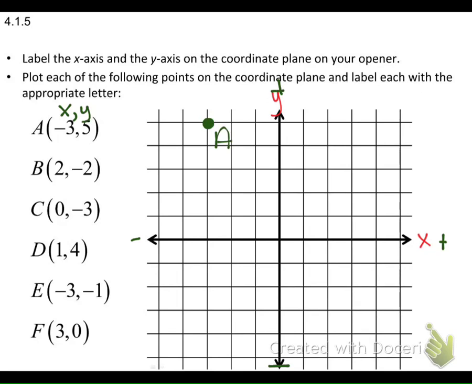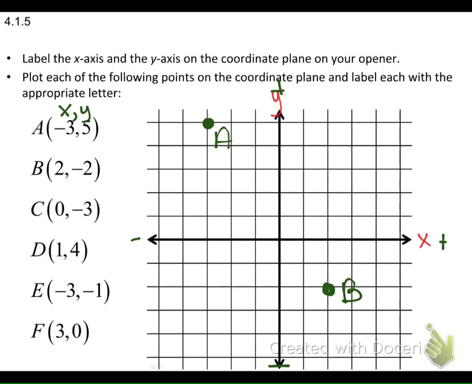Okay. I'm ready to move to point B. I'm going to start at my origin. Tell me what I do. Okay. Perfect. Right 2, down 2. And then I'm going to label that B. Because it's a positive 2, I start at my origin. For my x, I go right 2 on the x-axis. Then for y, I go down 2 because it's a negative.